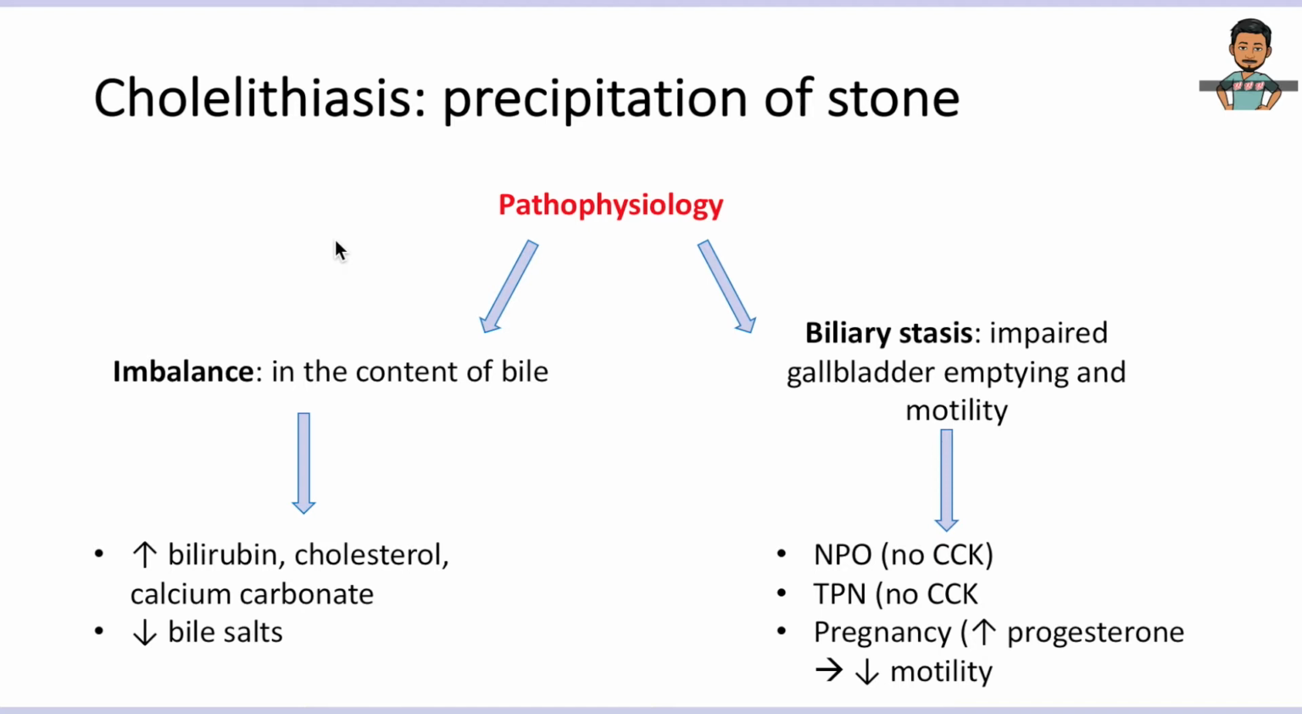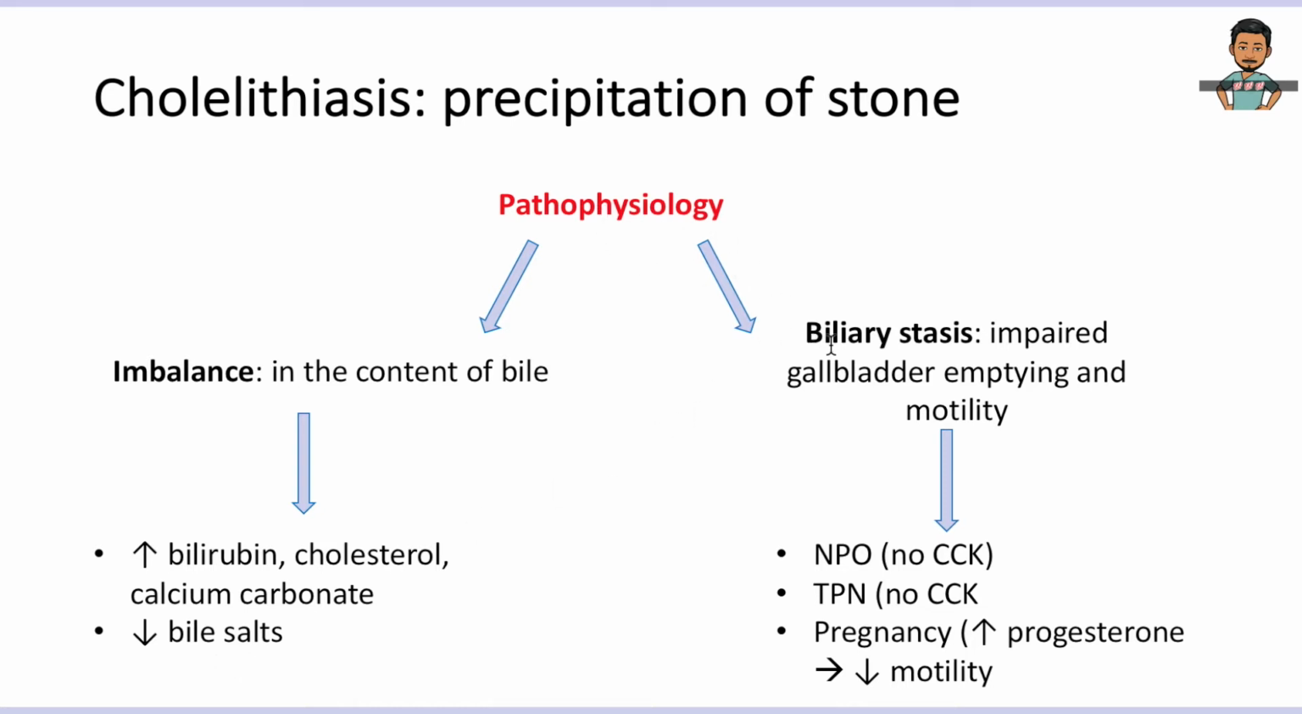When we talk about imbalance, bile is made of many substances. These substances include bilirubin, cholesterol, calcium carbonate, and bile salts. When there's an increase in bilirubin, cholesterol, or calcium carbonate concentration in comparison to bile salt concentration, the precipitation of the stone is greater. There's a higher chance that the stone is going to precipitate. Bilirubin, cholesterol, and calcium carbonate are all hydrophobic substances. That's why they tend to favor precipitation of the stone. On the other hand, bile salts are hydrophilic, so they tend to favor no precipitation.